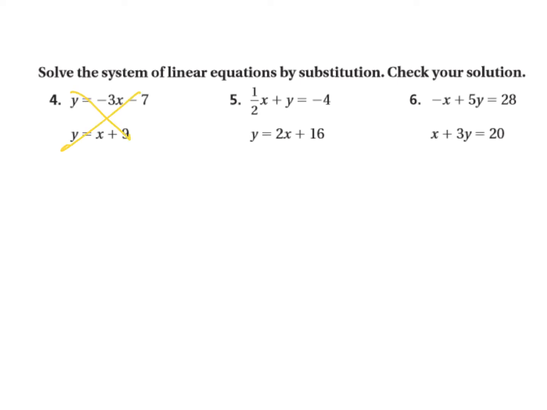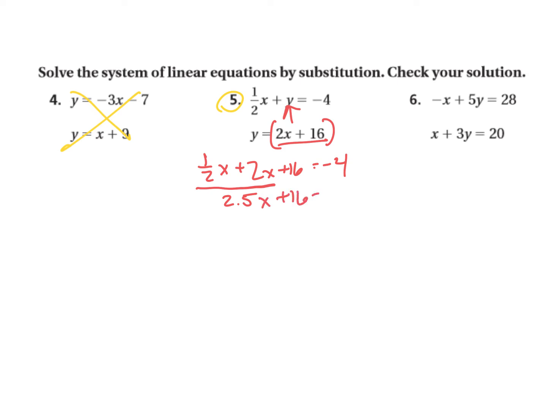So this is the problem we already did, so let's work on number 5. We have y equals 2x plus 16. That's the expression we're going to put in for y. So we get 1/2 x plus 2x plus 16 equals negative 4. Let's put our x's together, and I'm going to go ahead and change that into a decimal. So 2.5x plus 16 equals negative 4.